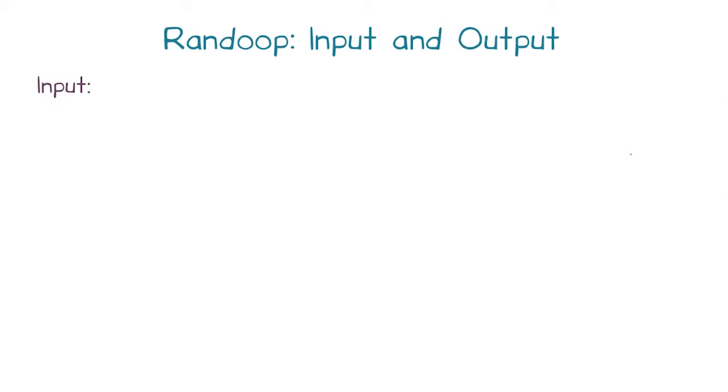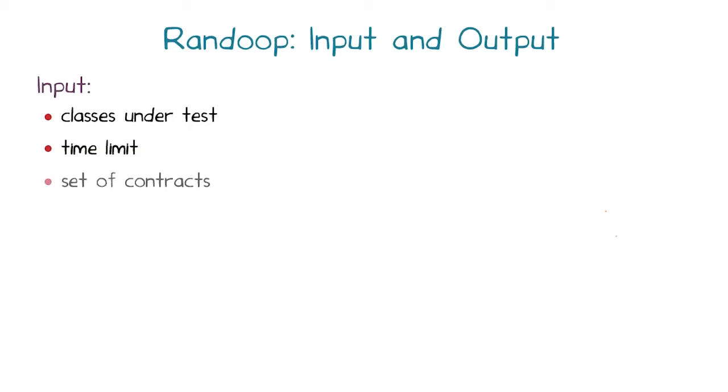Randoop's input consists of three things: a set of classes making up the library under test, a time limit that allows the user to control how many tests Randoop generates, and a set of contracts, which are properties that the object generated in the final call of a Randoop generated test is required to satisfy. Generally, these properties are specified in the library API's documentation.